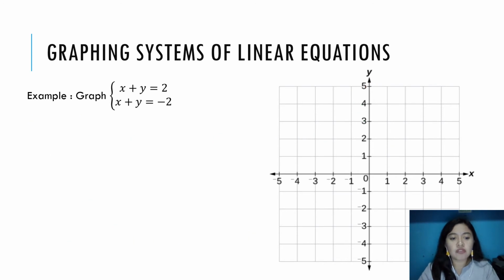Let's have our final example for graphing systems of linear equations. So, in this case, naa tay duha ka equation, x plus y is equal to 2, and then the second equation is x plus y is equal to negative 2. So, if we will graph this one, again, ato na siyang i-transform into slope-intercept form. So, our first equation is x plus y is equal to 2.